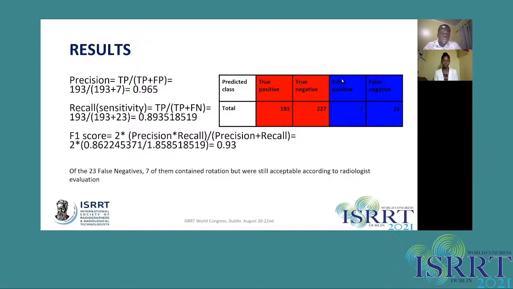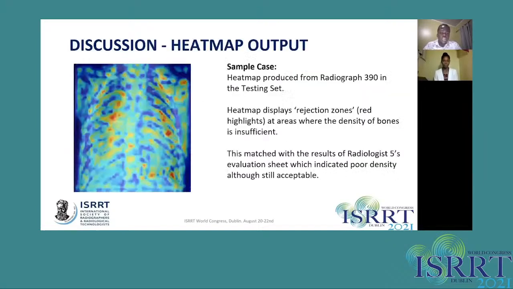Our project also involved the creation of heat map visualization in an effort to analyze the reasoning behind rejections from the model. We used a method known as gradient-based class activation mapping, where areas of the image that contributed to a false evaluation are highlighted red-orange. An example of a match can be found in radiograph 390, where the low density of bones was highlighted in an accepted image, matching with the radiologist's evaluation.